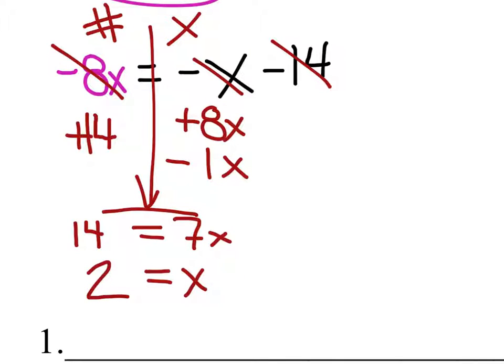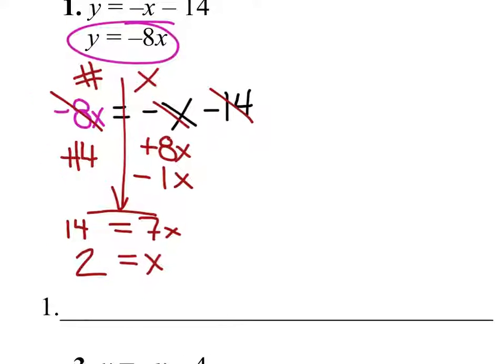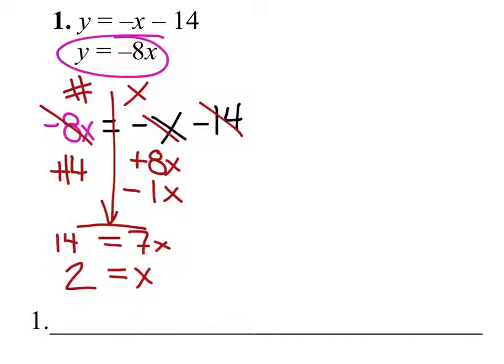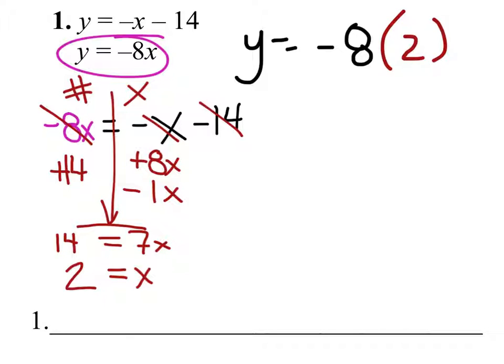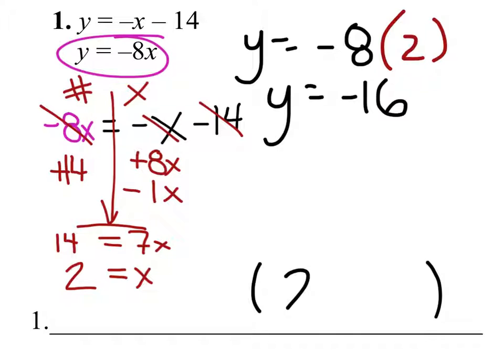But I still need to go back to the original up here and solve for y. So I'm going to use the second equation. I've got y equals negative 8 times x, which is 2. So y equals negative 8 times 2 is negative 16. So that gives me the point (2, negative 16).